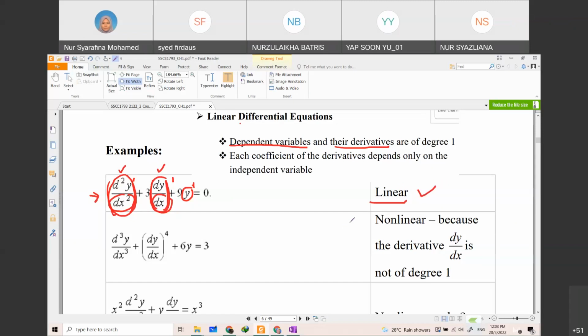Okay, let's take a look at the second one. Why is it non-linear? This is the dependent variable and this is their derivative, degree 1. This is degree 1. This is also degree 1, but this one is degree 4. So it is not linear because the derivative dy/dx is not of degree 1. First item is out. So no need to check the second one. Clear or not?